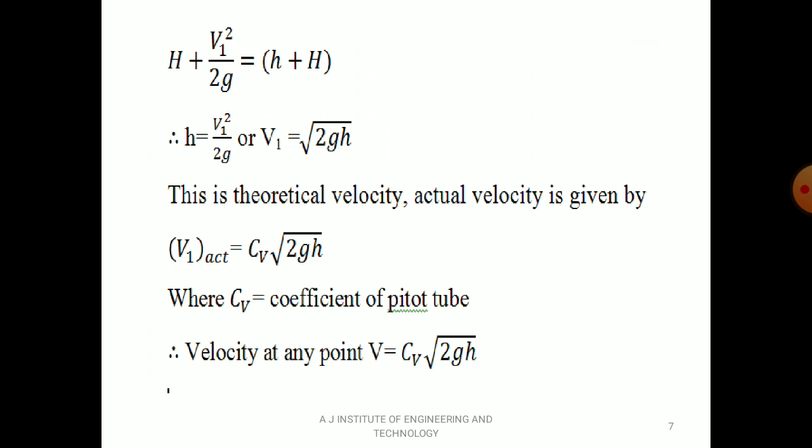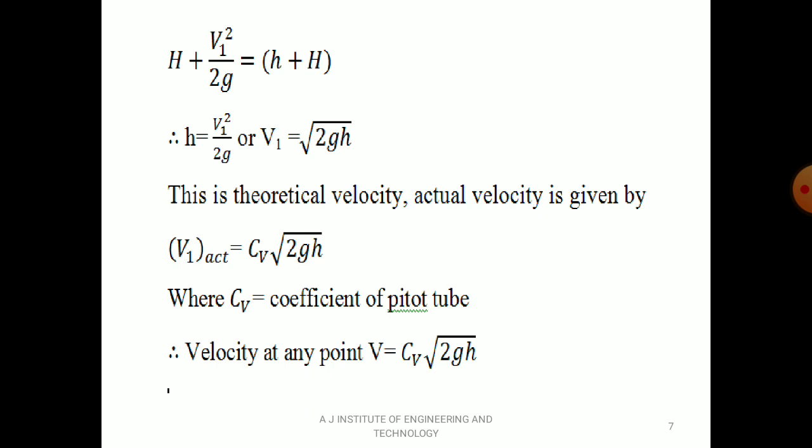Now what is CV? CV is the coefficient of the pitot tube. It is similar to actual discharge and theoretical discharge, that is ideal discharge. So I used CD there, the coefficient of discharge. In order to get actual discharge, Q actual equal to CD into Q theoretical or Q ideal. So I have to multiply CD, the coefficient of discharge, to the ideal discharge, that is Q theoretical. So Q actual equal to CD into Q theoretical.